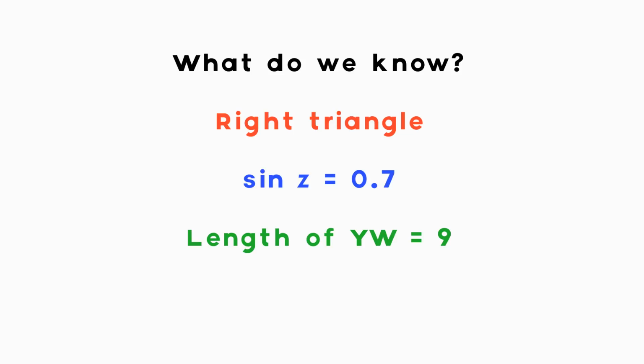And so if you see the value of a trig function in a question like this, you should take that as a definite sign that the solution process will involve trigonometry. If we have the length of YW and the value of the sine of Z, we can use both of those values together to find the length of the other sides of the right triangle as well.